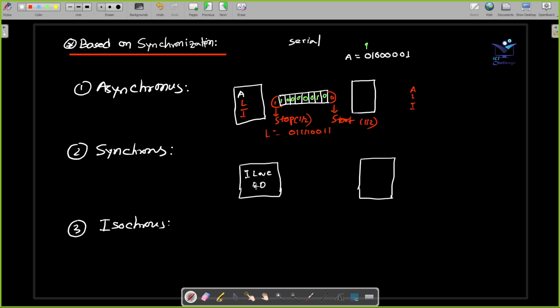Now we have to send this data to the other device. That means we need to make sure that every character is transferred to the other device. So that's why we need something different here. So here I have to write a diagram.